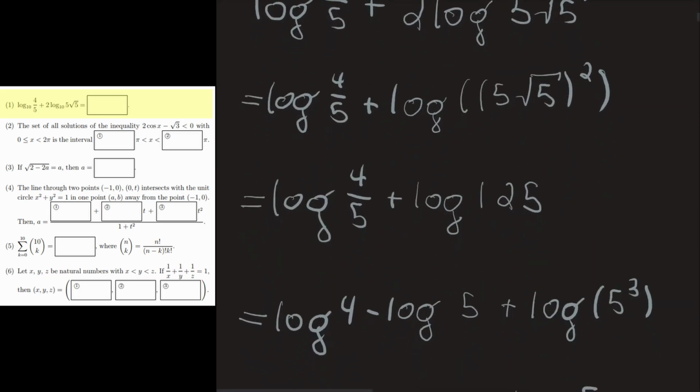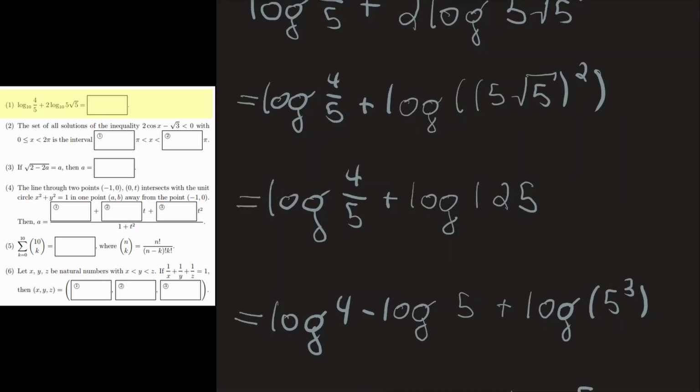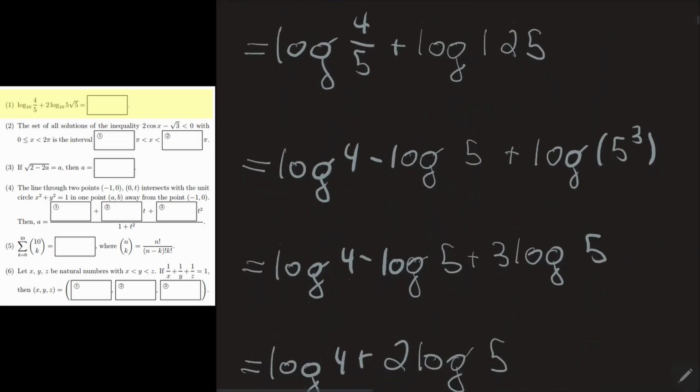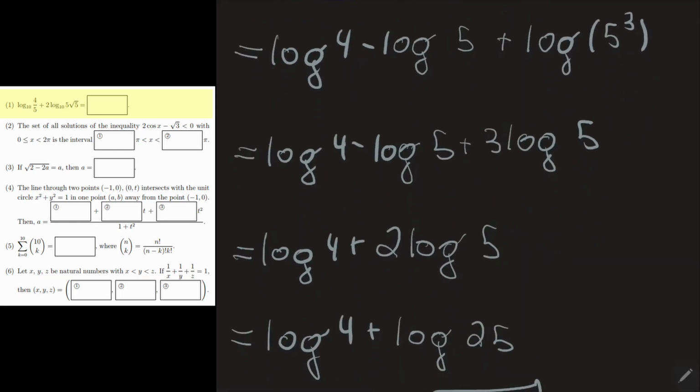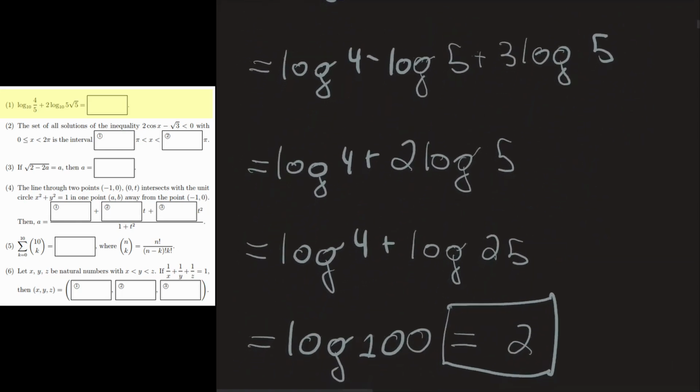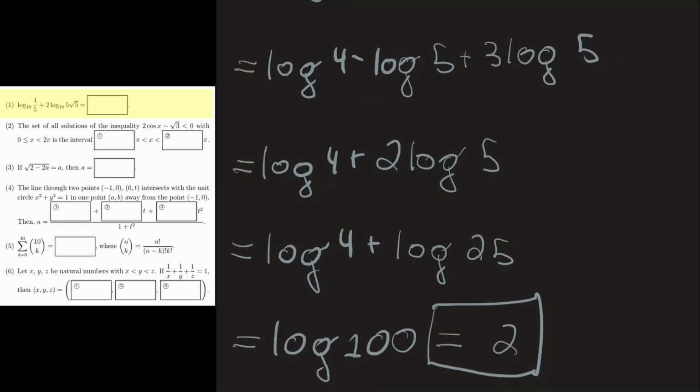So next, notice that log of 125 is the same as log of 5 cubed. Also, log of 4 over 5 is just log of 4 minus log of 5. So we can then use the power rule to simplify this into log of 4 plus 2 times log of 5, which becomes log of 4 plus log of 25, which finally becomes log of 100, since 4 times 25 equals 100. And since this is a log in base 10, log of 100 is just equal to 2, and that is the answer to this question.